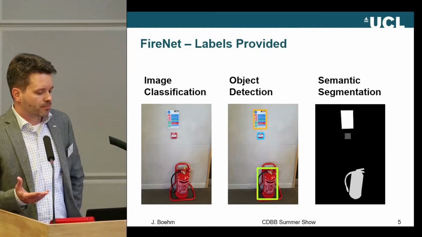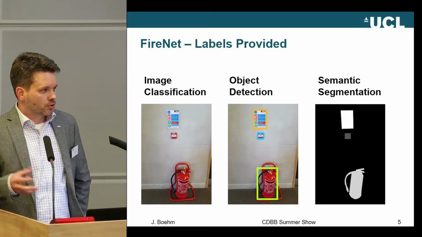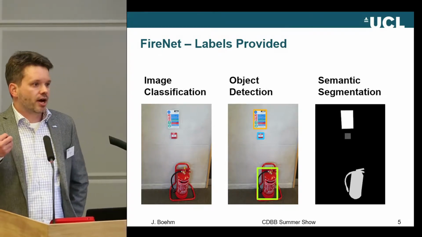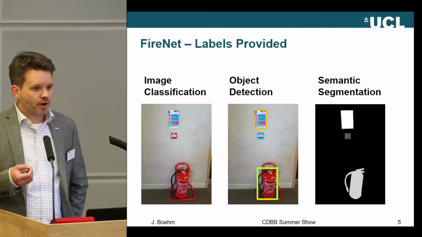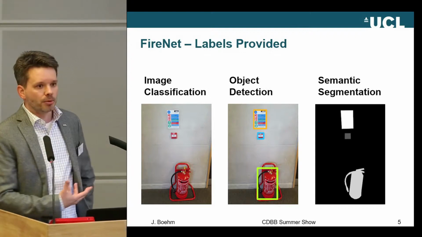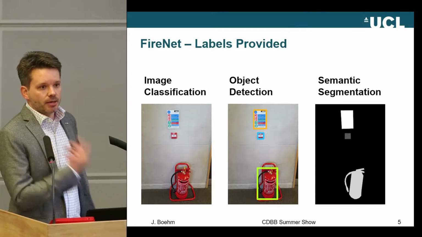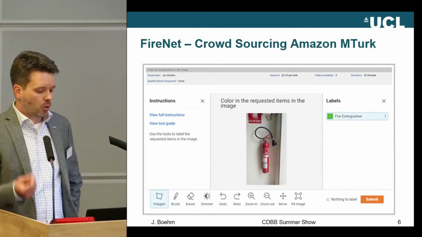Okay, so what do they provide label-wise? They provide labels for the image, so classification. They provide bounding boxes for the location of the object, for object detection, and they provide per pixel information for the semantic segmentation. So these are the 3 main tasks at the moment in visual deep learning: image classification, object detection, and semantic segmentation. We basically provide the labels for all 3 tasks.